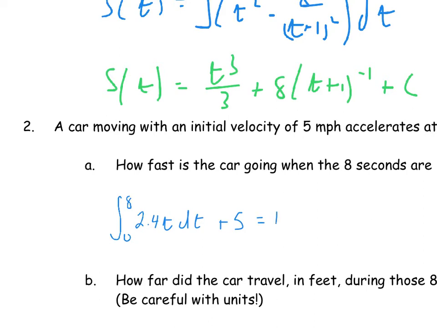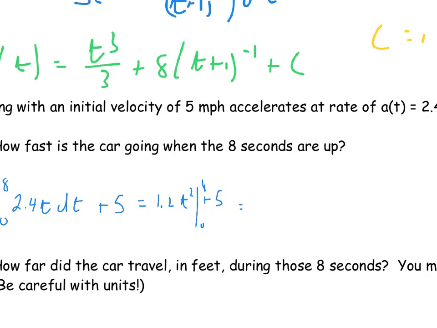And so the antiderivative of this is 1.2 t squared. And then we're adding that constant of 5 at the end. Evaluate this from 0 to 8. And you get 76.8 for your integral value. Plus the initial condition 5 equals 81.8 miles per hour.